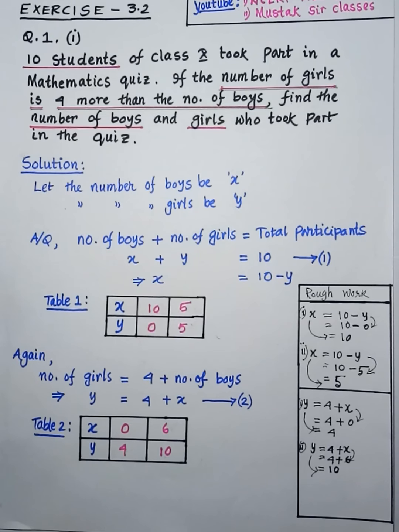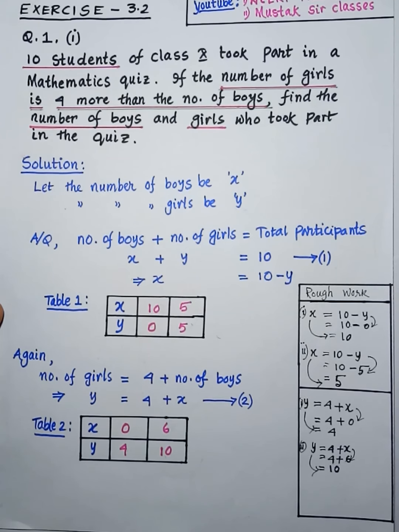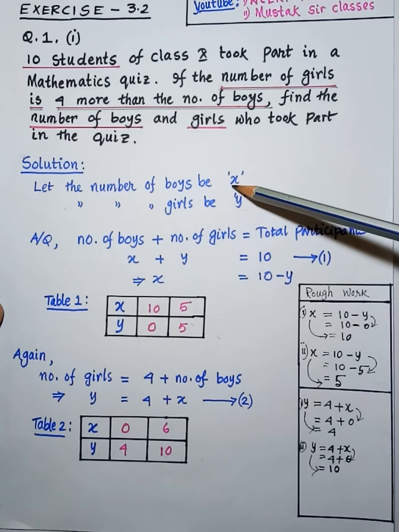We are asked to form the pair of linear equations from the two statements, draw the graph, and from the graph find the solution. As of now, we don't know the number of boys and number of girls. Therefore, let us assume the number of boys to be x, number of girls to be y.